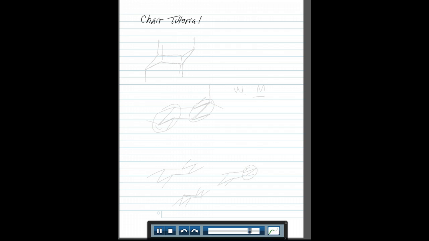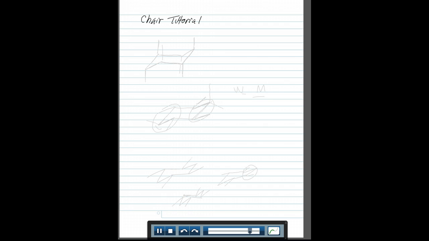All right, I want to do a chair tutorial. This is kind of extra. Drawing these chairs sometimes can be hard. I have some tricks. Your book kind of has some tricks of doing it too. They kind of show you how to do it.